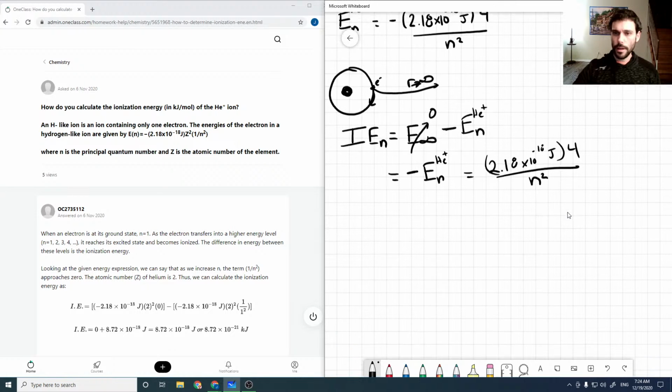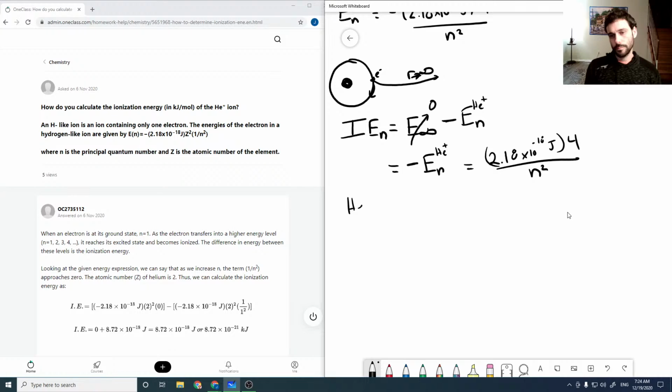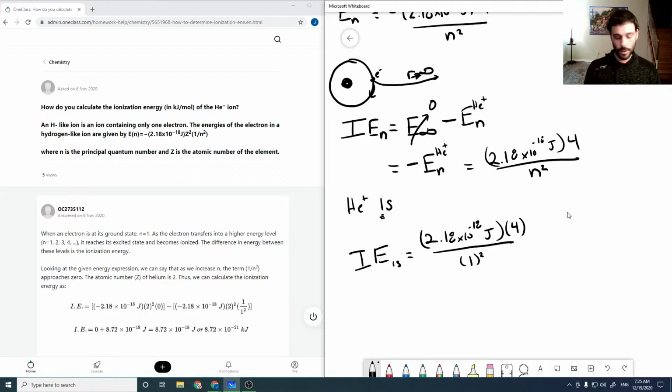Now, applying it, helium plus just has a single 1s electron, so n would be 1. So the ionization energy for our 1s state would just be 2.18 times 10 to the minus 18 joules times 4 all over 1 squared, which comes out to be 8.72 times 10 to the minus 18 joules. And that's it.